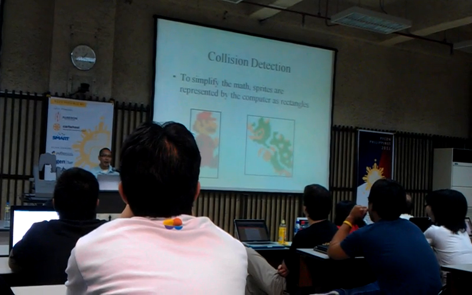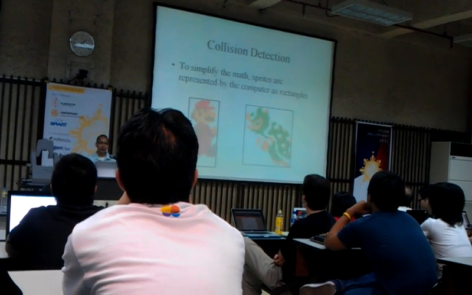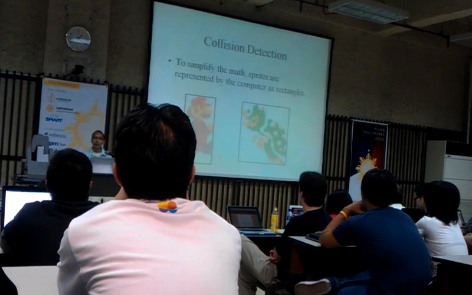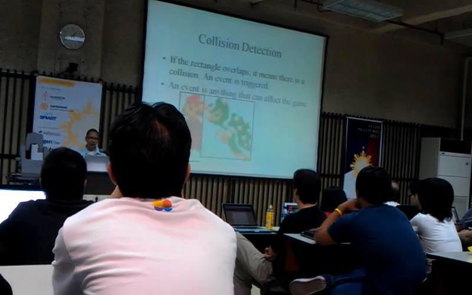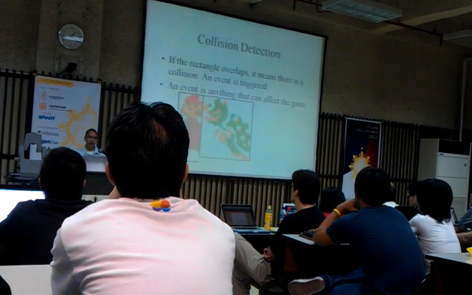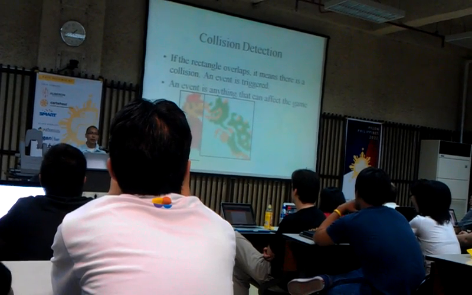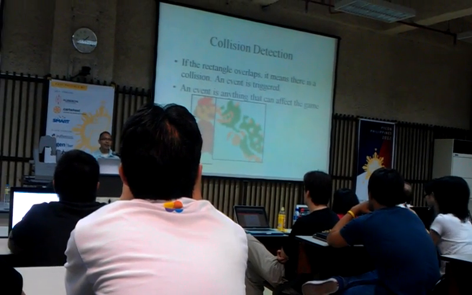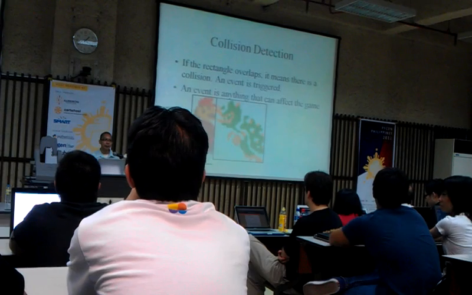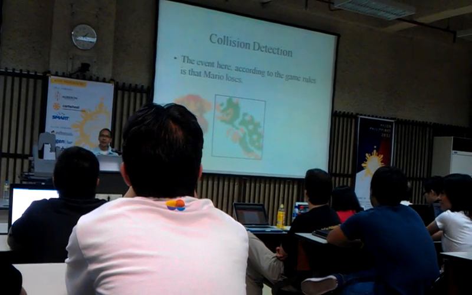To simplify the math, sprites are represented by the computer as rectangles. If the rectangles overlap, it means there is a collision and an event is triggered. An event can be anything that can affect the game.